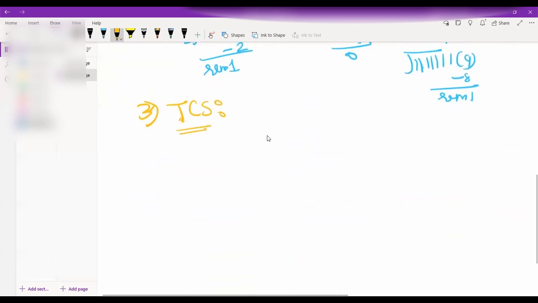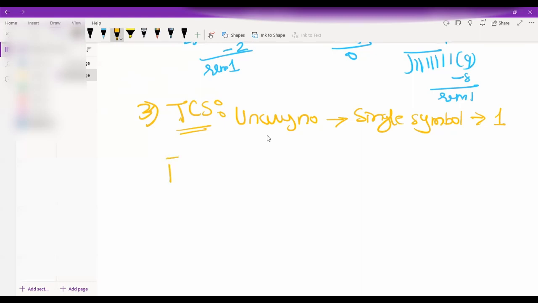For using that, first of all, we are going to determine the number system. The number system we are using is the unary number system. Unary number system means we are having only one symbol, a single symbol, and that symbol in our case is 1. So for solving the question by thesis method, we are going to consider one tape.